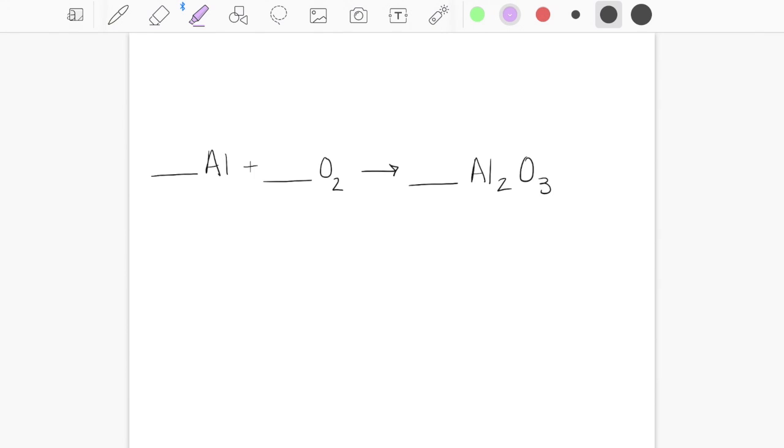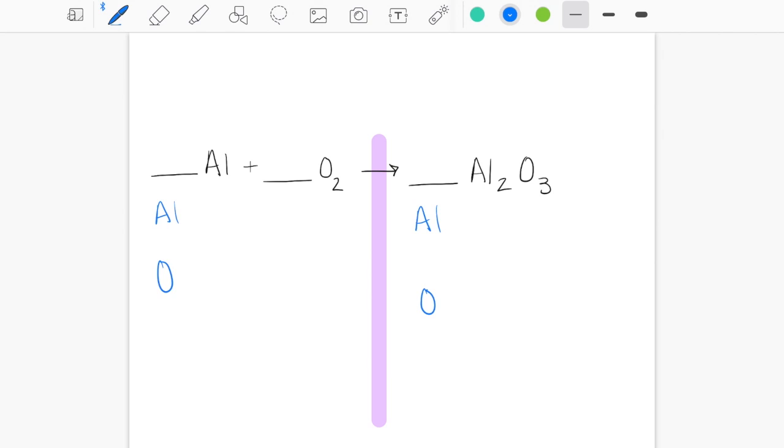For this next one, again, separating my reactants and products, listing out the elements that I have. I have Al, aluminum, and oxygen. I have 1 aluminum on this side and 2 oxygen on the reactants. And then for the products, I have 2 aluminum and 3 oxygen. So neither of them are equal, so it's unbalanced.